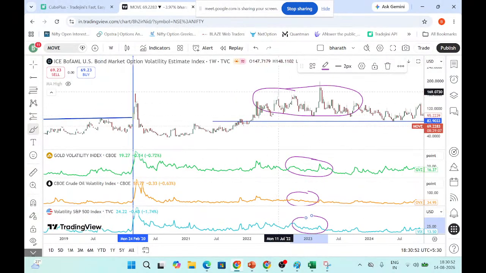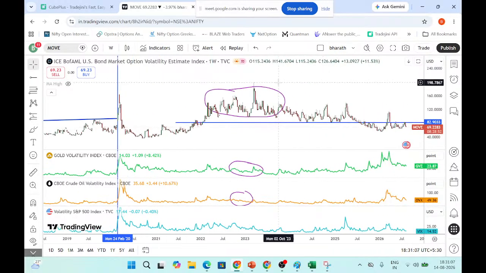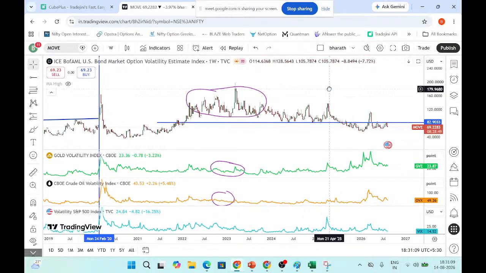So if only the bond market is going up, and it is not coupled by volatility in gold, volatility in crude, volatility in VIX or the equity market, it is telling me that there is pressure in the financial institutions. It is only a concern with the financial institutions. It has nothing to do with the overall market scenario. Correct?